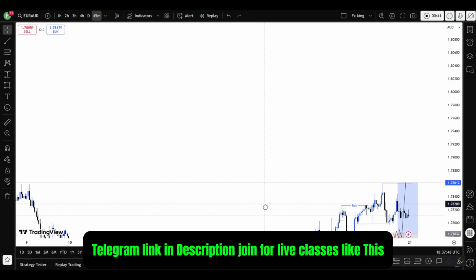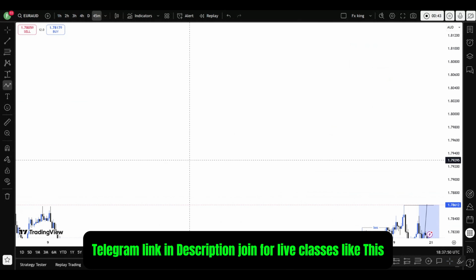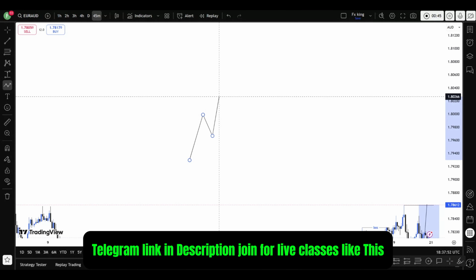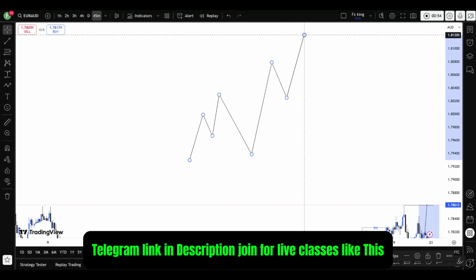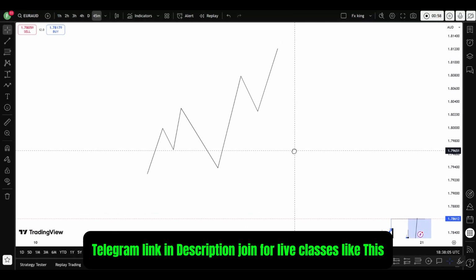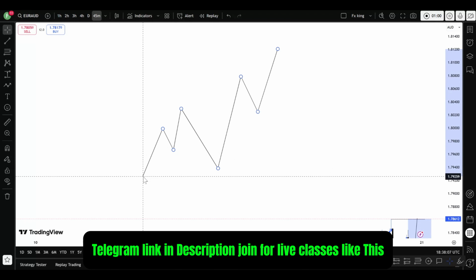So let's say we have our market. The market is actually pushing up like this. The market has already taken out our inducement. It has gone ahead to create our impulsive leg. Now, after creating our impulsive leg, what we are going to look at next is if we want to take a counter trend.